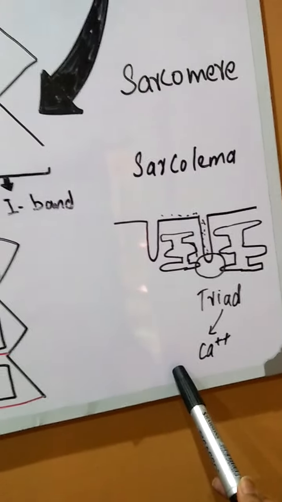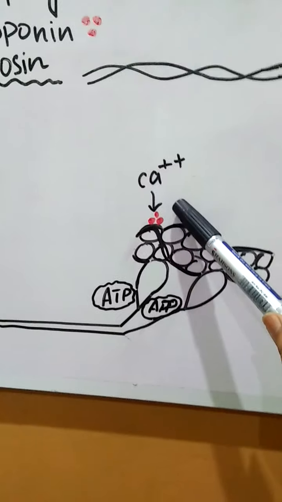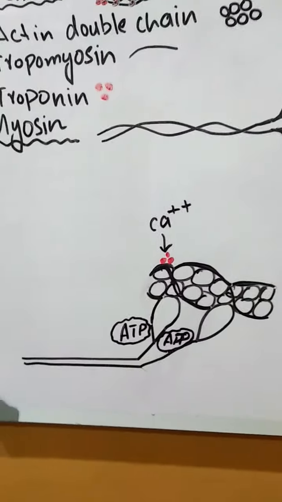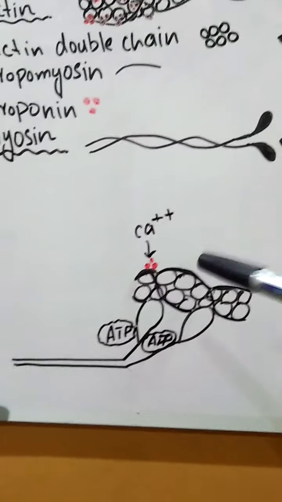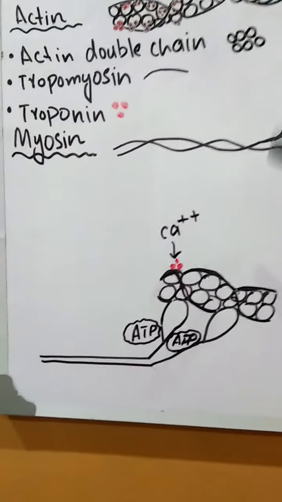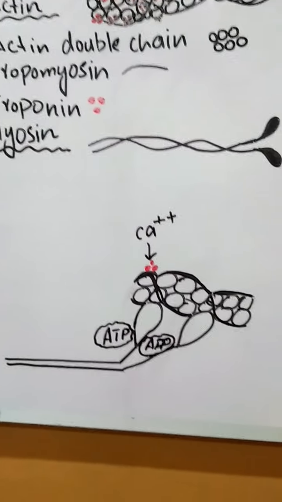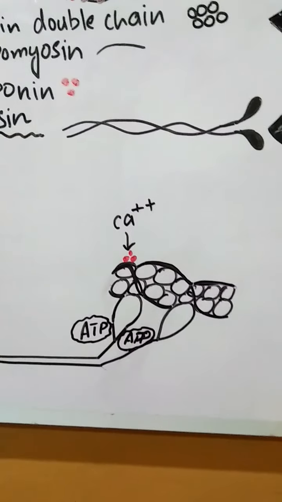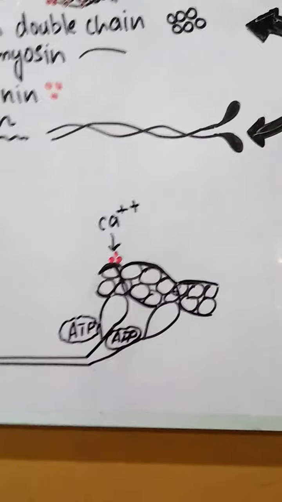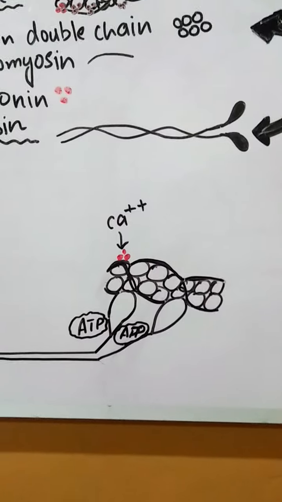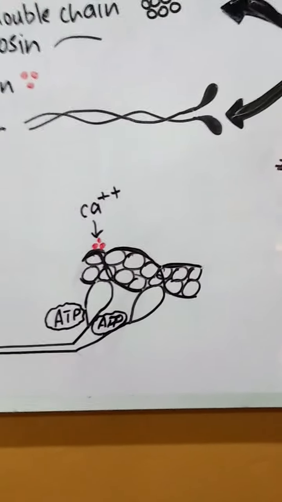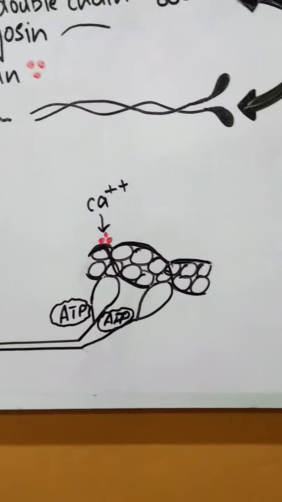So when calcium ions are released from the sarcoplasmic reticulum, they will go straight towards this troponin molecule, and they will bind with the calcium binding component of troponin. When they bind with the calcium binding troponin, the troponin which will bind with the tropomyosin will be activated. So when calcium binds with the troponin, troponin will bind with tropomyosin.